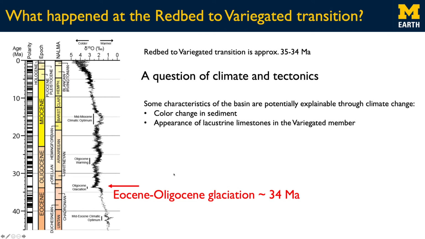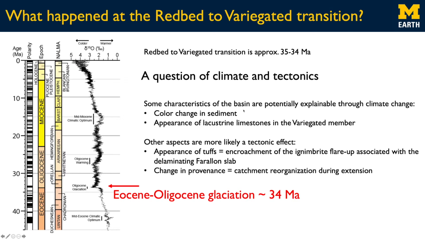And so some characteristics of the basin that we see change across the red bed to variegated members are easily explainable through a climate change, like color change in the sediment, oxidation state, appearance of lacustrine limestones, maybe signaling a change in the hydrologic conditions of the basin. But we do believe other aspects are more likely a tectonic effect, including the appearance of those tuffs and the increase in fresh volcanic input, maybe signaling the encroachment of the ignimbrite flare-up as the delaminating Farallon slab comes closer to the basin. And also that change in provenance, we think that has to be a signal of basin reorganization, catchment reorganization.